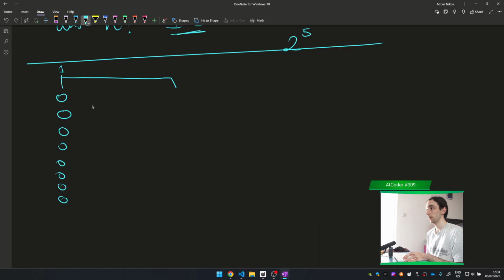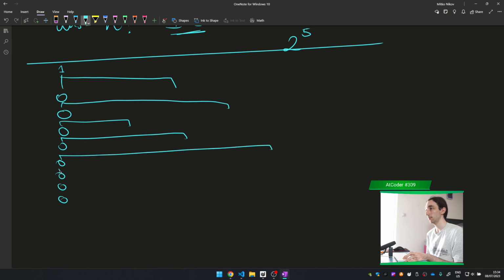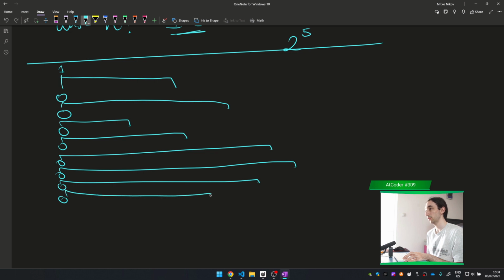And some pill is taken up to here, some pills taken up to here, some pill is taken up to here. All pills are taking some different amount of days. So this guy just went all on drugs.